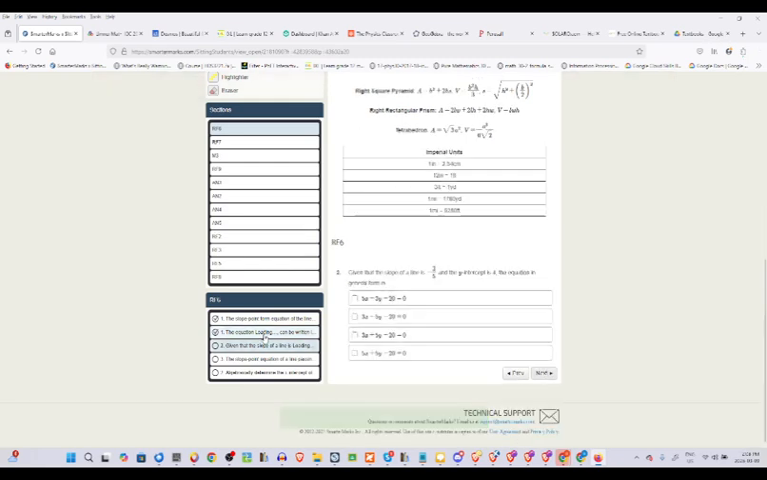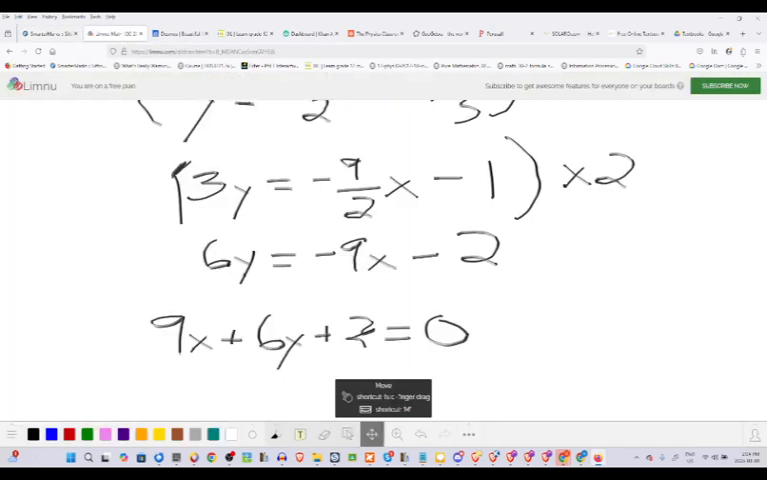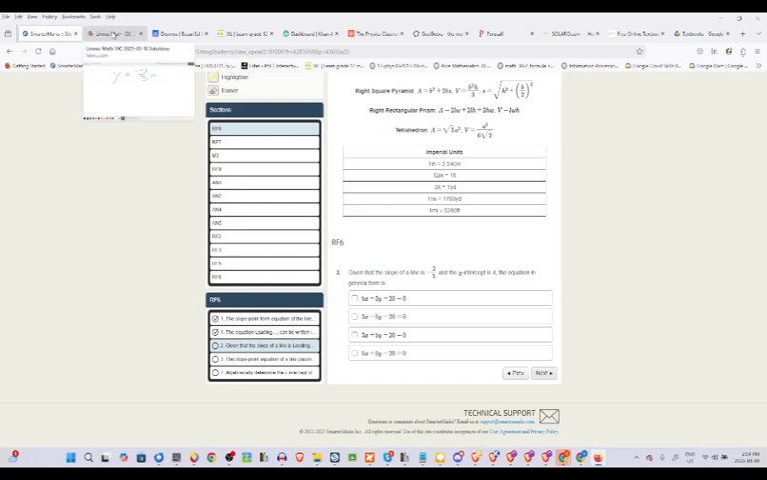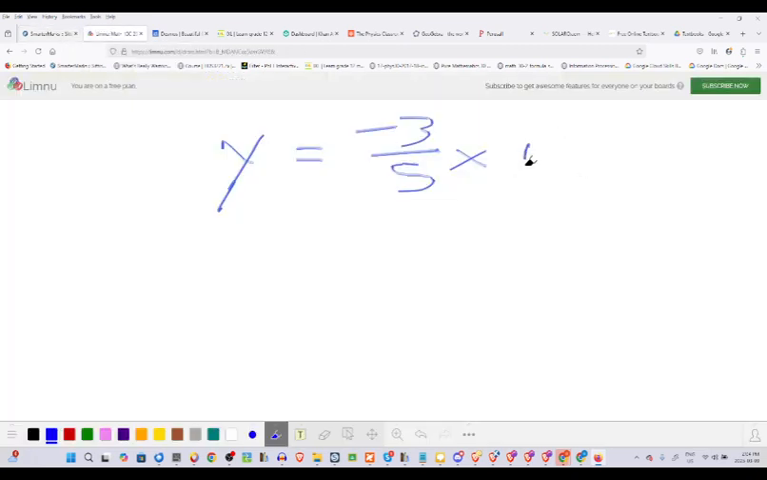So moving on to our next equation. Given that the slope of a line is negative 3 over 5 and the y-intercept is 4, the equation in general form is, well, here's our slope and y-intercept. So with the slope and y-intercept, our slope was negative 3 over 5, and our y-intercept is 4. So put it in slope-intercept form.